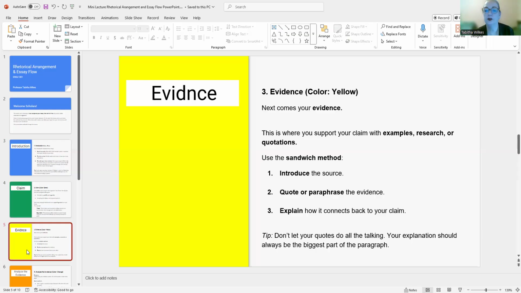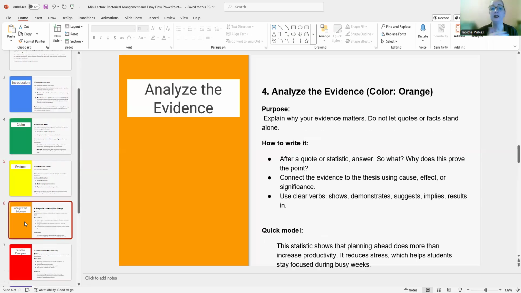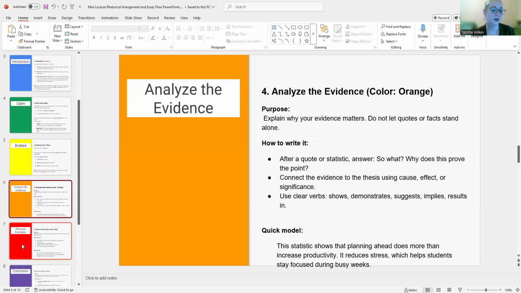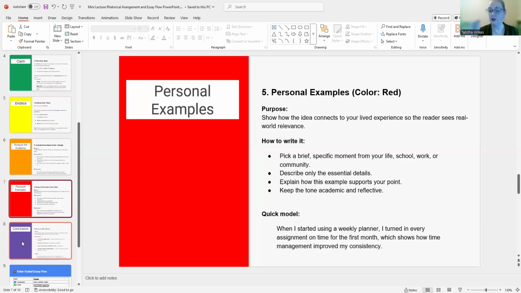For each claim, you're going to need examples, research, and quotes. You're going to need to use the sandwich method. For each piece of evidence, you're going to need to analyze that evidence. And like I said, I am not reading all of these slides to you. You're welcome to come back and read them at your leisure when it's a better time. And then you're also providing the personal examples. So you give your claim, you give your evidence, you give your analysis, you give your personal example, and you do that in each of your body paragraphs.